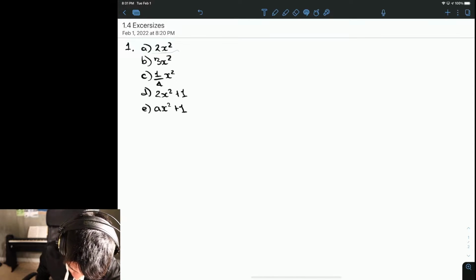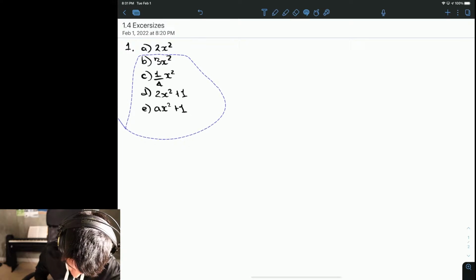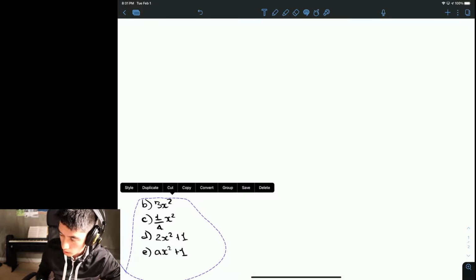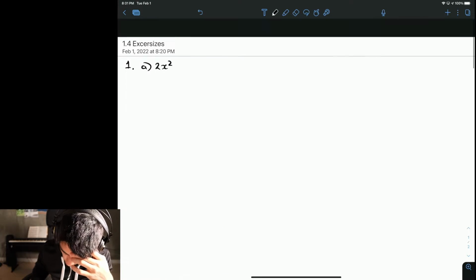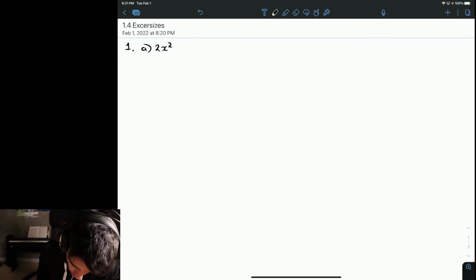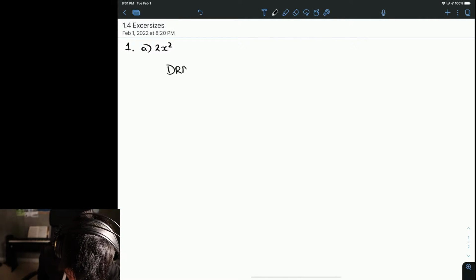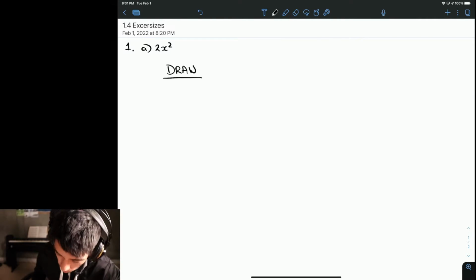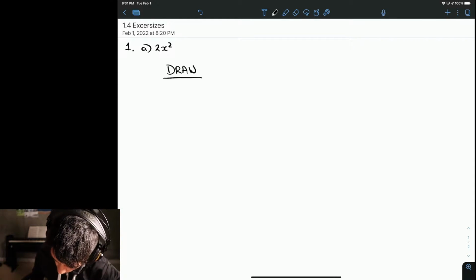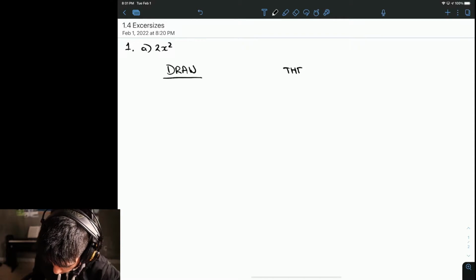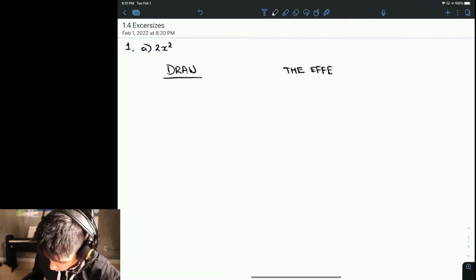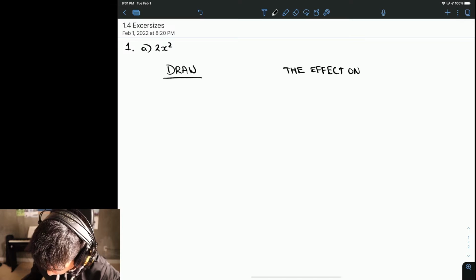So I'll separate these out over here. I'll move that somewhere over here, I suppose, for now. And the question asks us to do two things. Like, one, draw what happens. And then two, I think like calculate the area, like the effect on area. Okay.